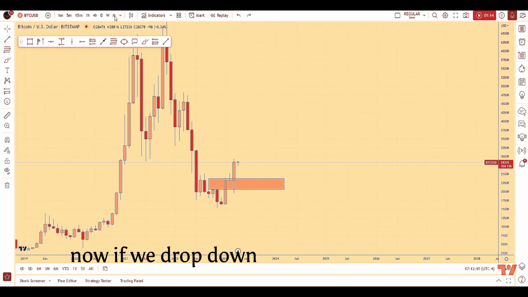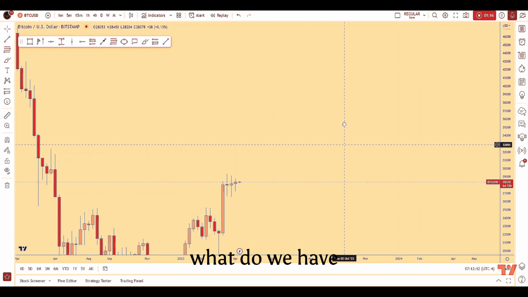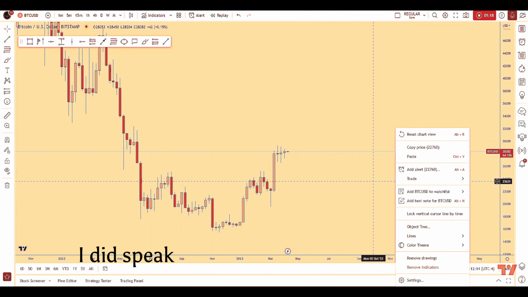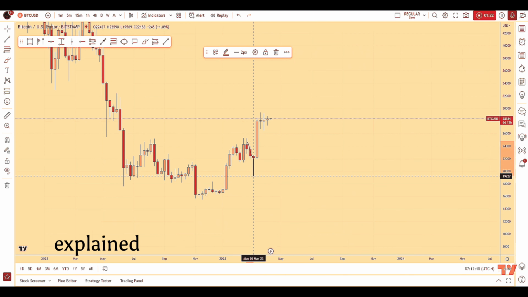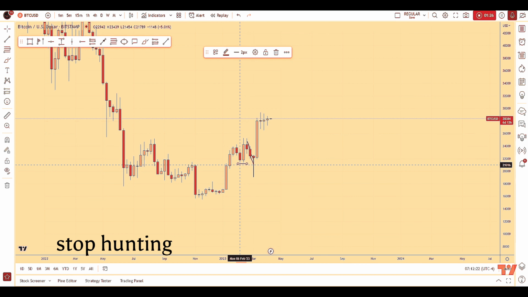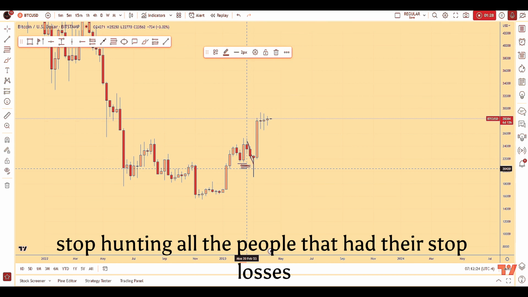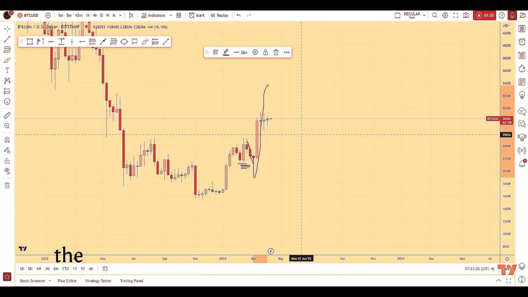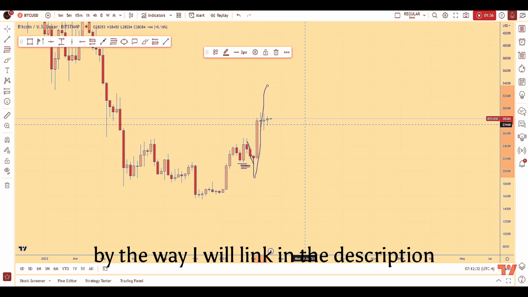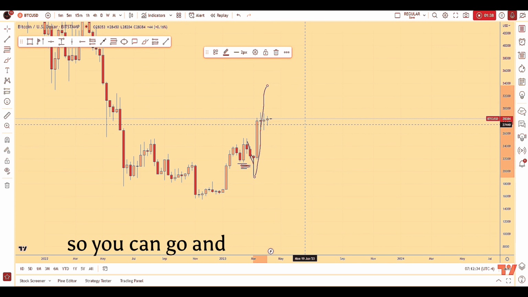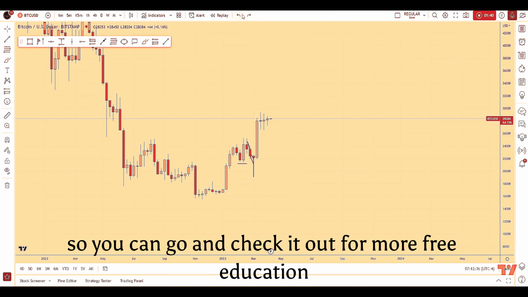Now, if we drop down to the weekly time frame, what do we have? From a weekly perspective, I did speak about BTC USD a few days ago when the market was creating this move to the downside. I explained all the reasons for which I wanted to see first this move to the downside, stop hunting all the people that had their stop losses below this low, and after that the market could create the move to the upside, which is in fact exactly what the market did. And by the way, I will link in the description that previous analysis so you can go and check it out for more free education.